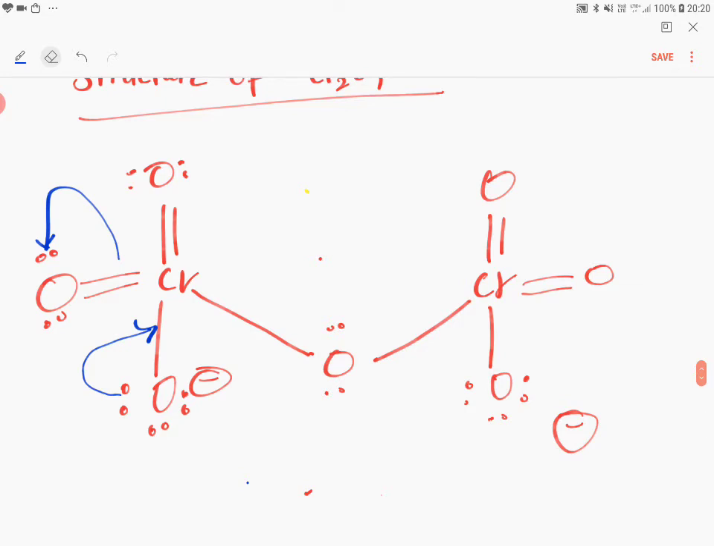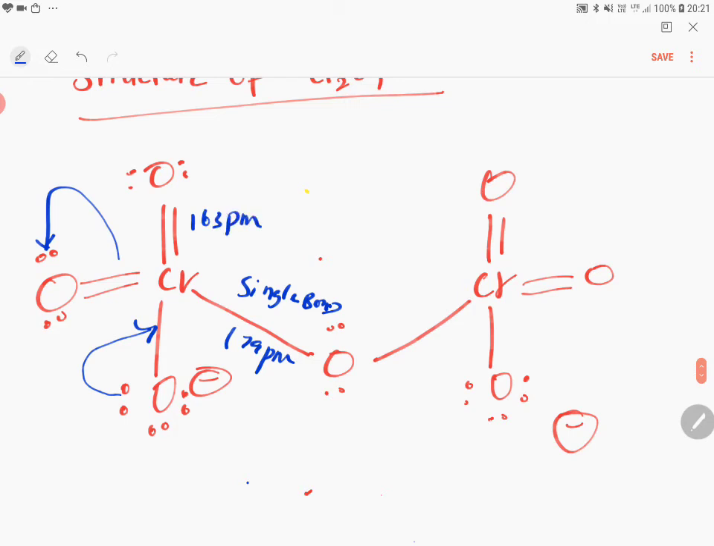So these bonds are all equal. This Cr double bond O, Cr single bond O, these all have equal bond length. But this bridge has a different bond length. See, this is a single bond, Cr-O single bond. These are partial double bonds. All of you know that a single bond will have more length than a double bond. That is the reason this is 179 picometer, or you can say 1.79 angstrom, and this is 163 picometer.